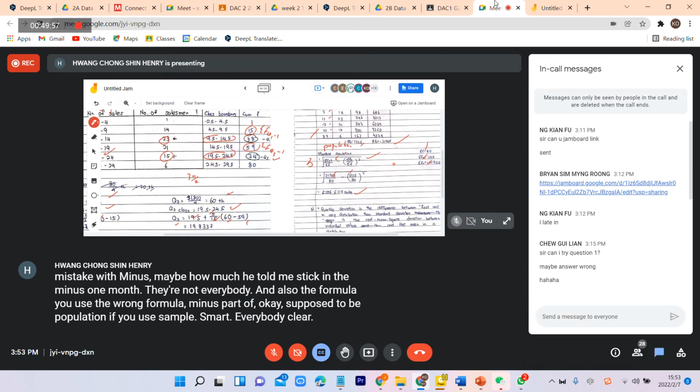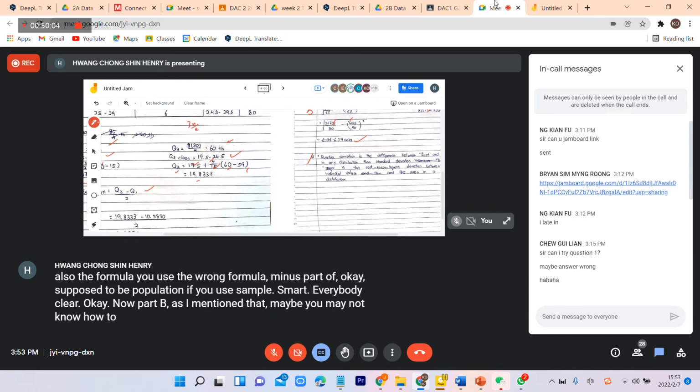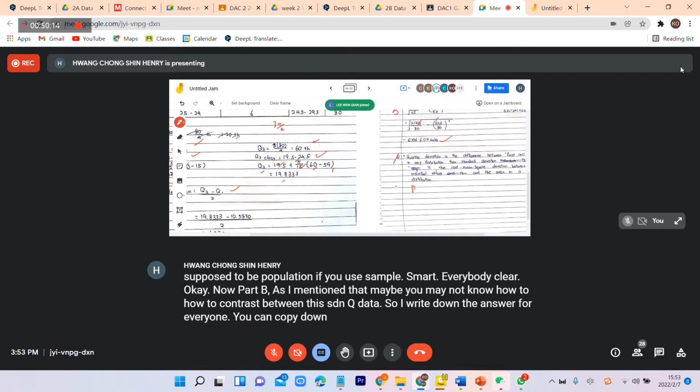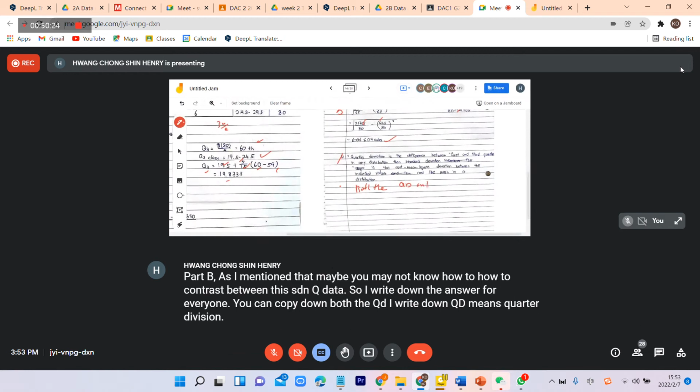Everybody clear? Okay, now part B. As I mentioned, maybe you may not know how to contrast between SD and QD. So I write down the answer for everyone. You can copy it down. QD means quartile deviation, and SD means standard deviation.